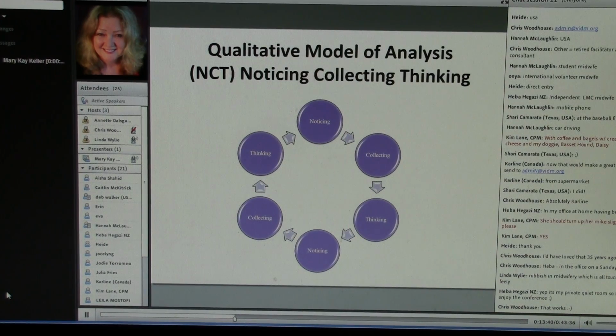And what saturation means is you've gone through it, you've gone through it, you've gone through it, and nothing new is popping up at that point in time. So that's saturation.